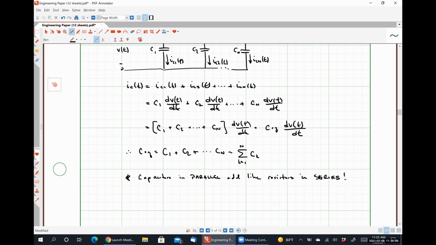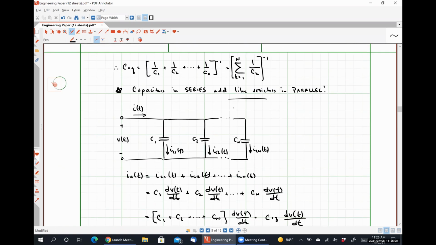Okay, so capacitors in series add like resistors in parallel. Capacitors in parallel add like resistors in series. I do not expect you guys to memorize that derivation by any stretch. If you can remember this guy right here and this guy right here, you're good to go with combining them. Okay, any questions regarding this material?